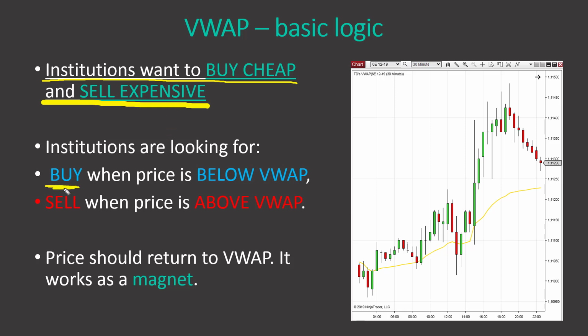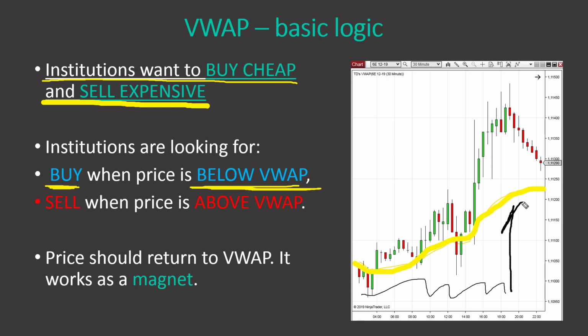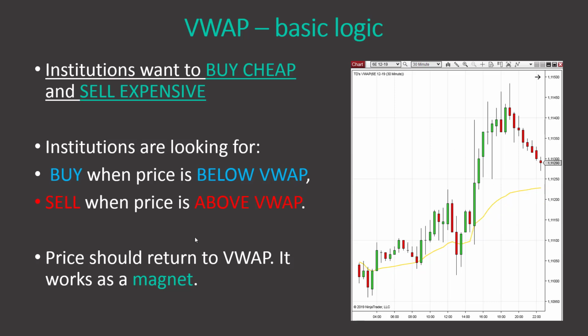Institutions are looking for a buy when the price is below VWAP. So if you look at the picture, this is the VWAP. If the price is below VWAP, institutions are looking for a buy. They're looking for long trade signals. Now, if the price is moving above the VWAP, like on this picture, for example in here, then the institutions are looking for a sell.